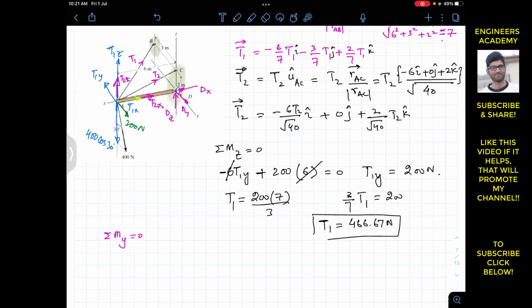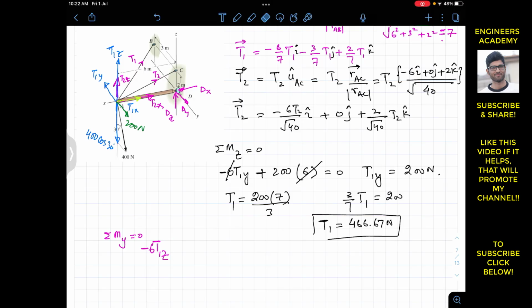So again, as we can see, this T1z is going to produce the moment about the y-axis in this direction like this, and if we curl our right hand fingers in this direction, the thumb is going to point out in the negative y direction. So this means that T1z is producing the negative moment about the y-axis. So now we can write minus T1z, and the perpendicular distance of this T1z from that y-axis is this 6 meter distance. So we will multiply this with 6.